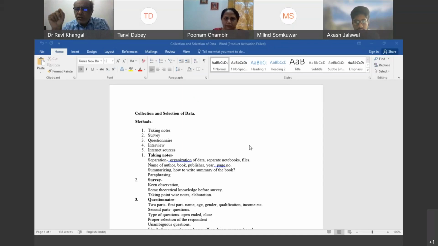And what are the different methods that we use for the collection and selection of the data? We will be discussing that. And as usual, this is going to be a short topic. The very important and very common method that most researchers use for the collection and selection of data is taking notes. You read the book, you visit the archaeological remains, you visit the temple, and there you observe certain things and then you take down the notes.